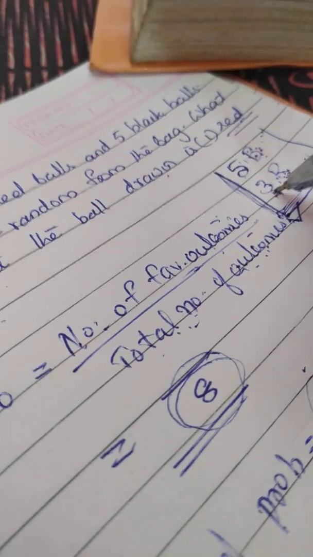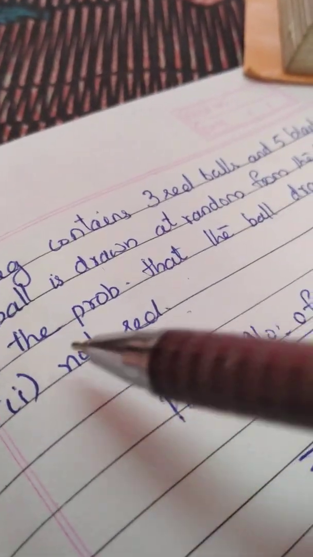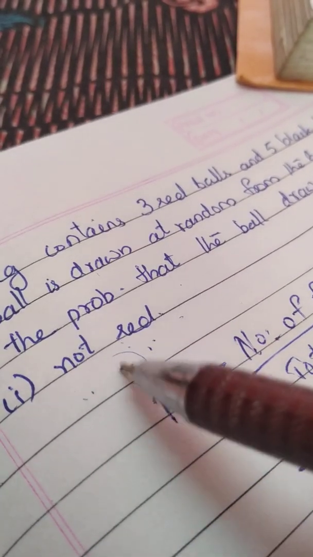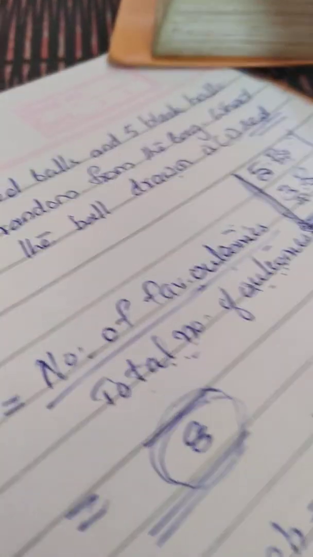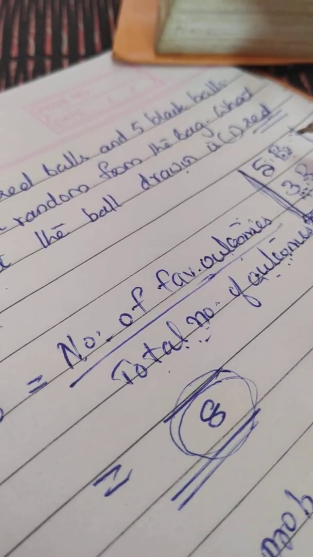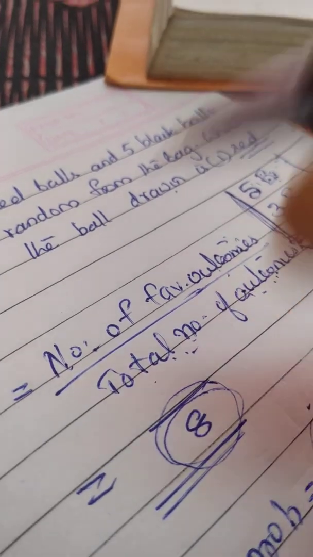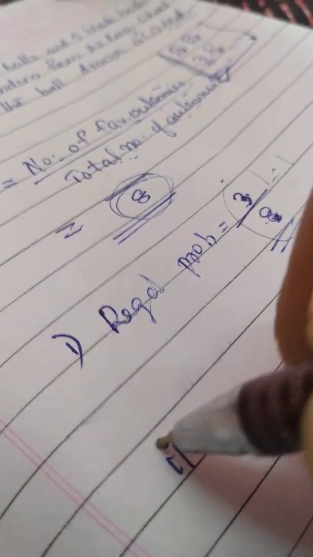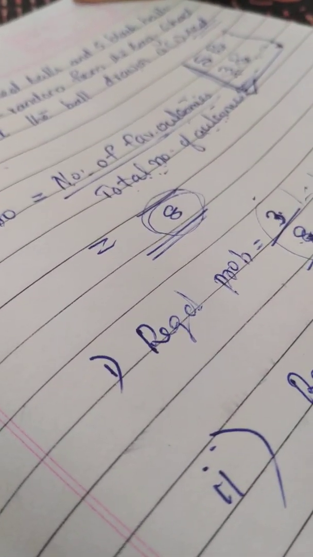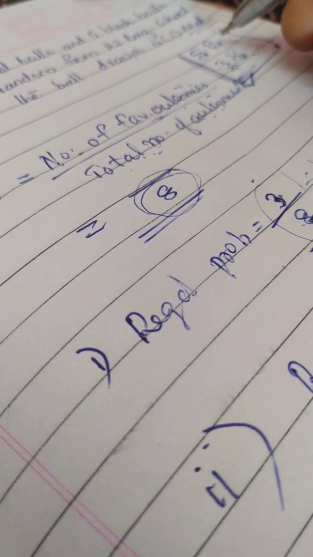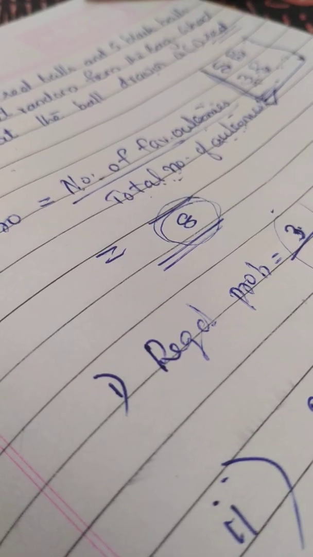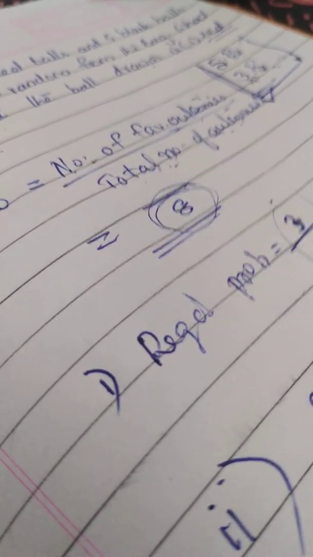5 divided by 8. For the second question, you have to find the probability of drawing a not red ball, a ball which is not red. In the bag there are only 5 black and 3 red. A not red ball means the chance of selecting a black ball. So here also the same formula: number of favorable divided by total number. Favorable means we have to take the number of black balls. The number of black balls is 5, and the total number is 8, and the probability value is 5 by 8.